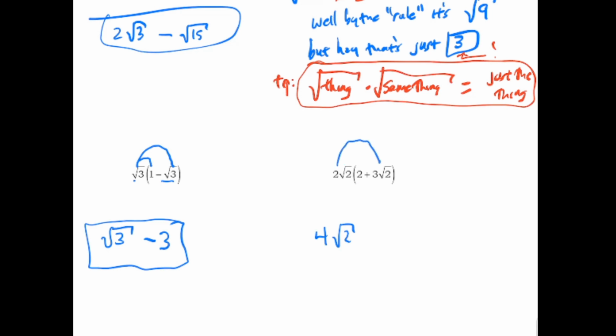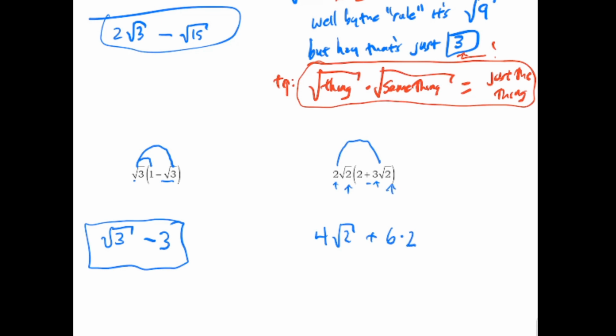Let's look at multiplying this together. Well, again, you do the outsides and the insides separately. First, notice we get a plus. So the 2 times a 3 is giving me a 6. And then I have a root 2 times a root 2 is a 2.